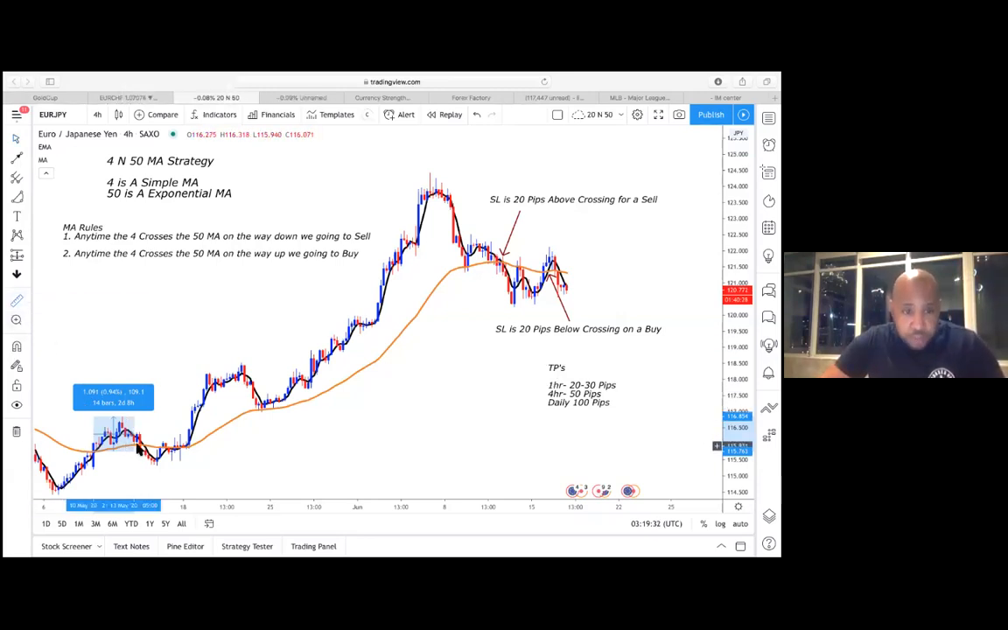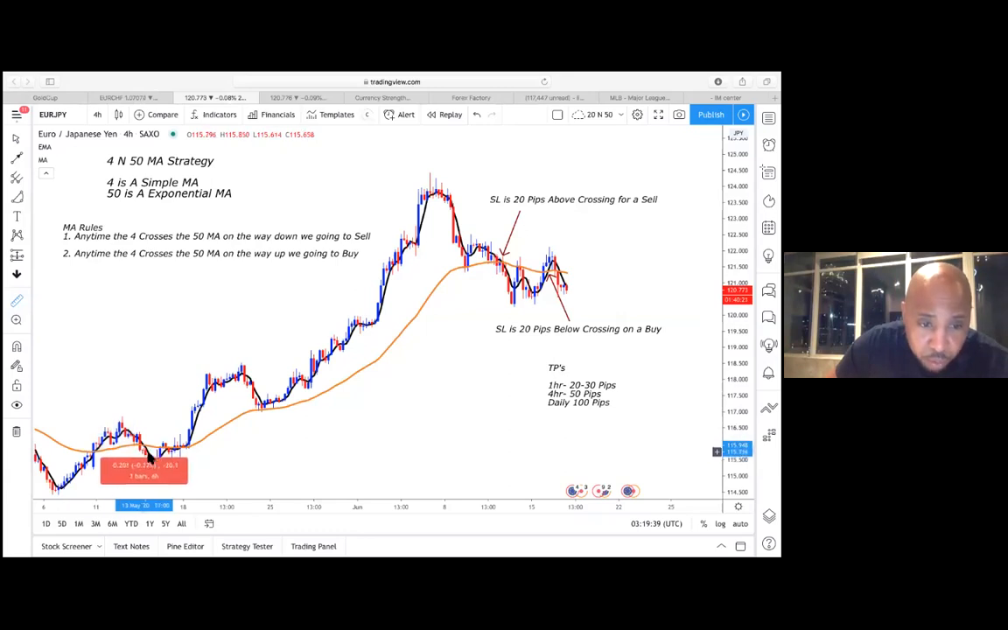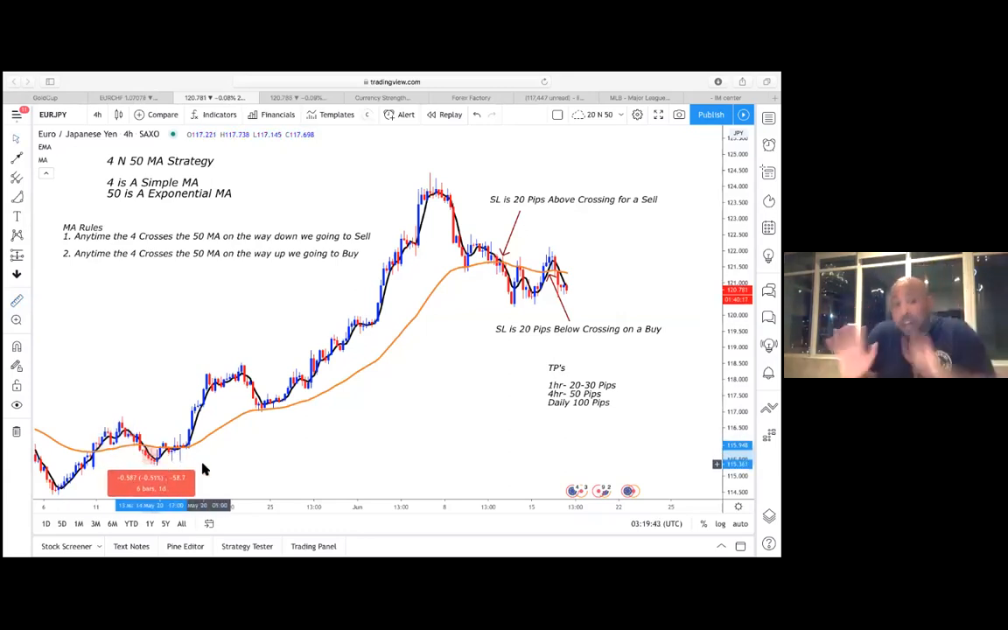Let me show you. The 4 across the 50 here on the way down. What are we going to do here? We're going to sell. Boom. This one barely went 58 pips, but we needed 50. That hit take profit. And at the end of the day, you guys already know, once you're 40 pips in profit, you're going to move your stop loss anyway. So you're going to be in profit.